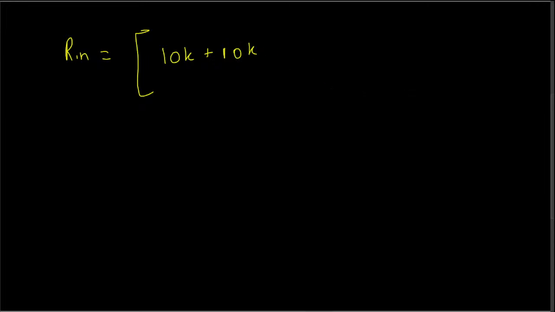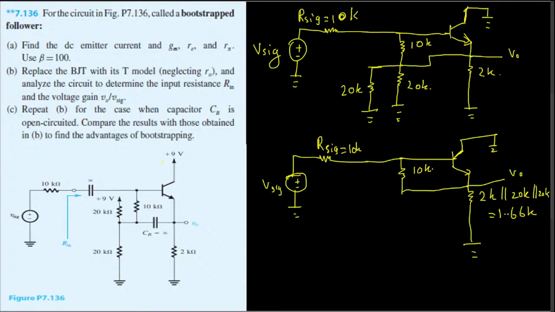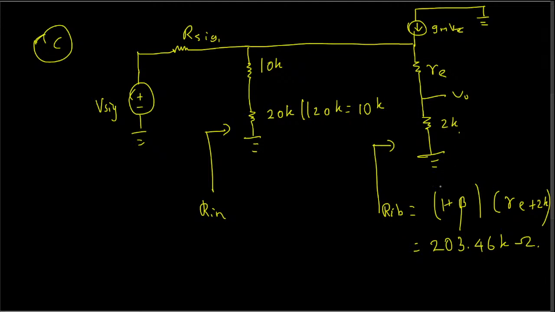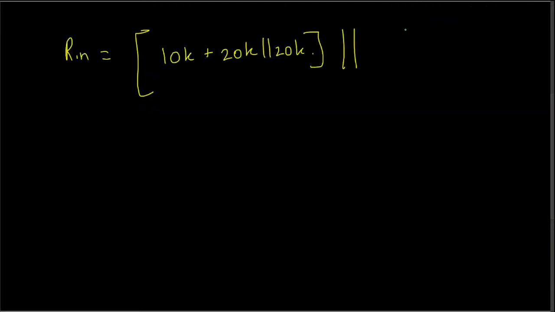Okay, in order to illustrate this one better, we can put 20k parallel 20k. Then that whole thing will be parallel with this circuit right here. I mean, not this, this one right here, that's R_IB. That's 203.46k, 46k parallel with this. Calculate the equivalent resistance. You will end up getting 18.21 kilo ohm resistance.